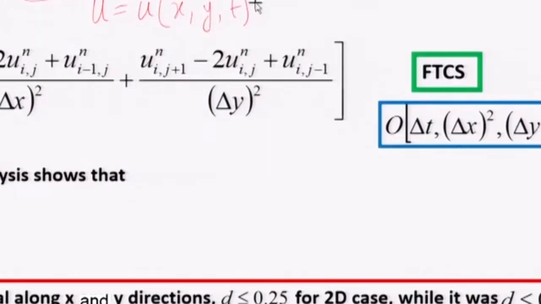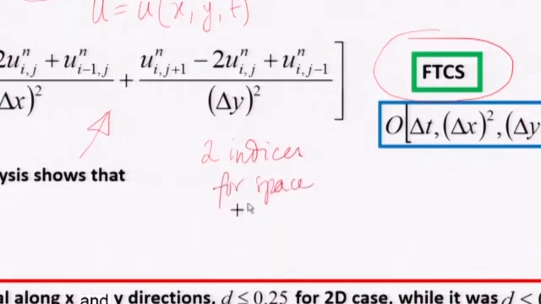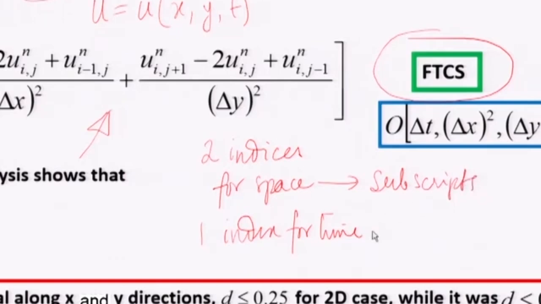Here what we have done is to discretize the two-dimensional form of the transient heat conduction equation. We have used the FTCS way of discretizing the time and space derivatives. So, this is forward in time, first order accurate, and this is central in space, second order accurate, but we are involving two directions, and therefore two indices for space and one index for time. The two indices for space occur as subscripts and this as a superscript. So, if you have a term u i j, these are the two subscripts here and the n is the superscript.